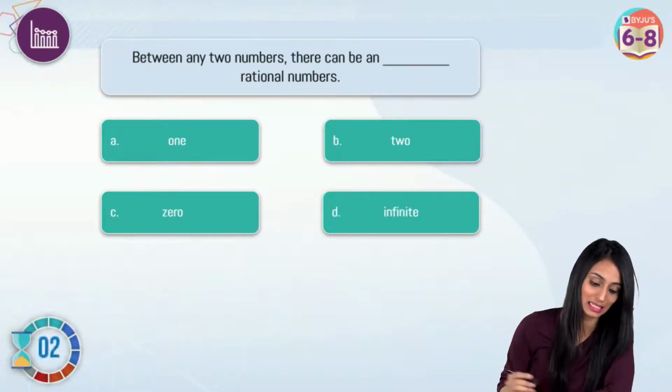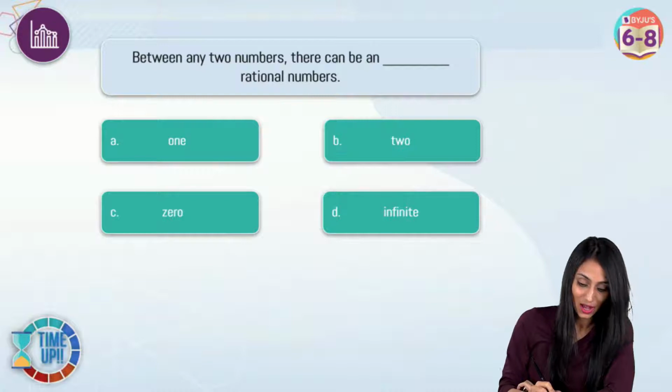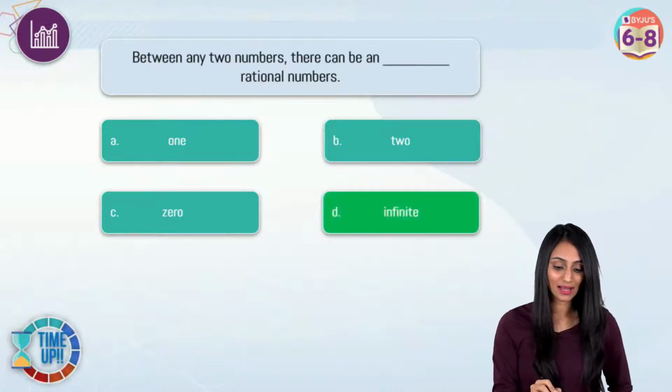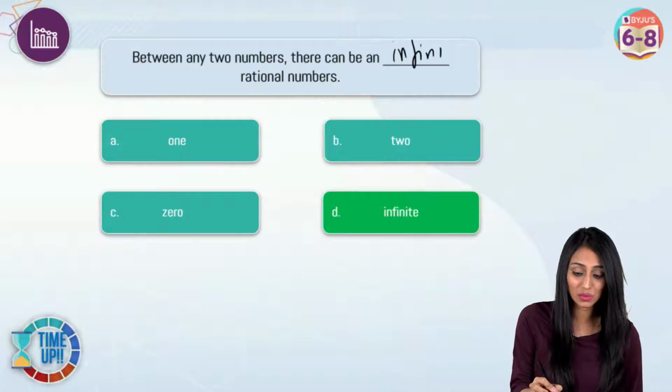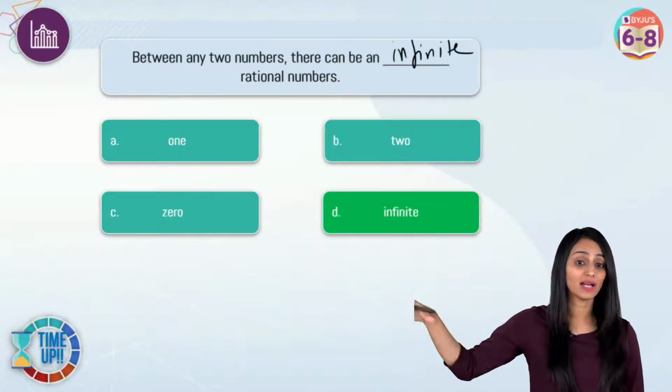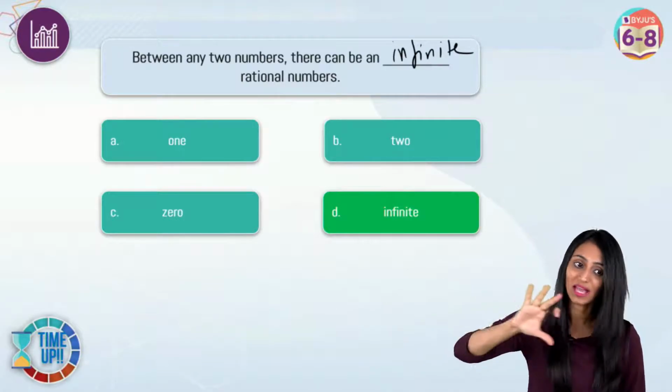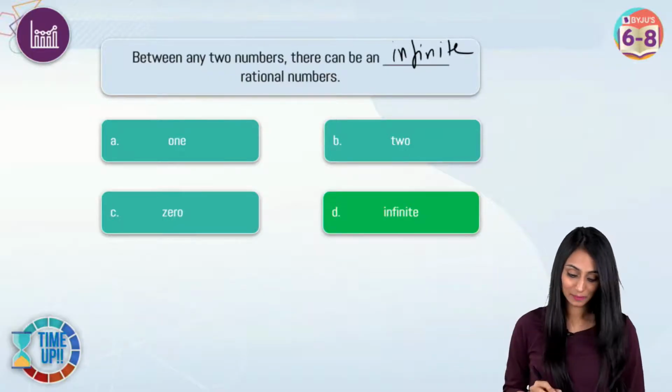Everyone is saying it's D, infinite. Alright, time is up. Let's check the answer. Yes, it's option D. That's infinite. So between any two numbers, there can be infinite rational numbers. Right? Everyone knows this. Great.